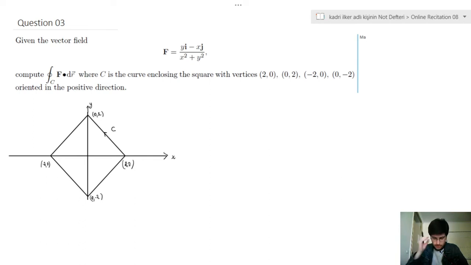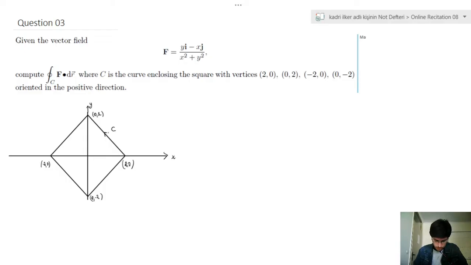Okay, welcome back. So let's discuss the following problem. Question 3. We actually see kind of an application of Green's theorem here. So let's try to understand.